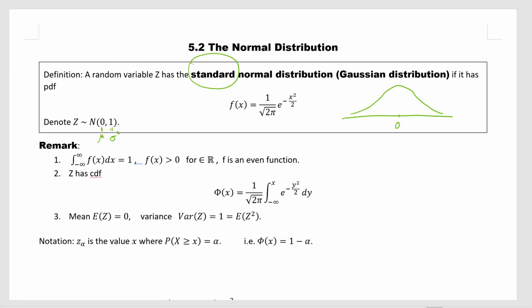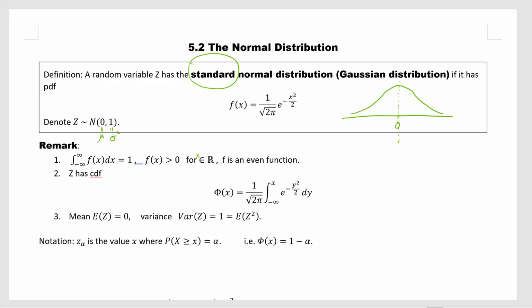All right, so here are some remarks. First, the integral from minus infinity to infinity of f(x) dx equals 1, and f(x) is greater than 0 for all real numbers, for all x in R. And furthermore, f is an even function. So you can see in this picture we have a mirror image; the graph is symmetric about the y-axis. Because of these two properties, we know f is a PDF.